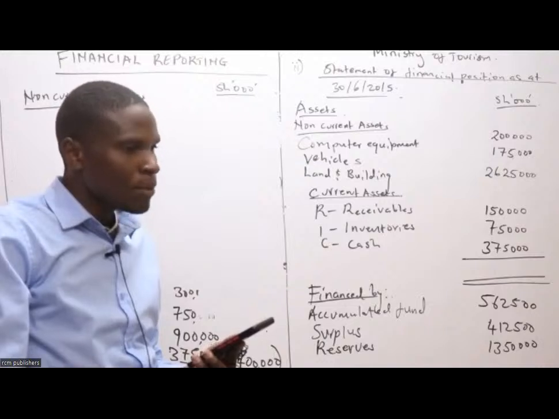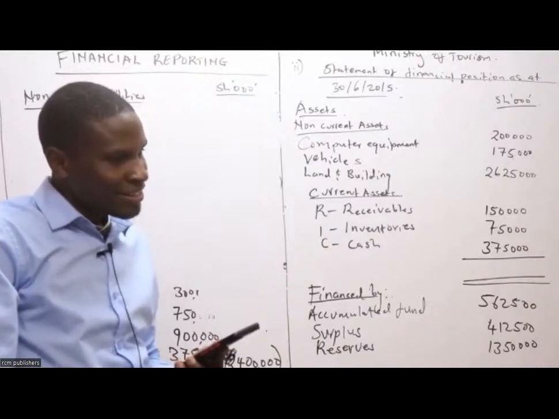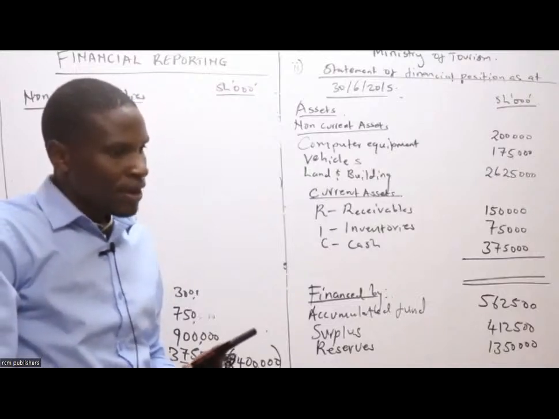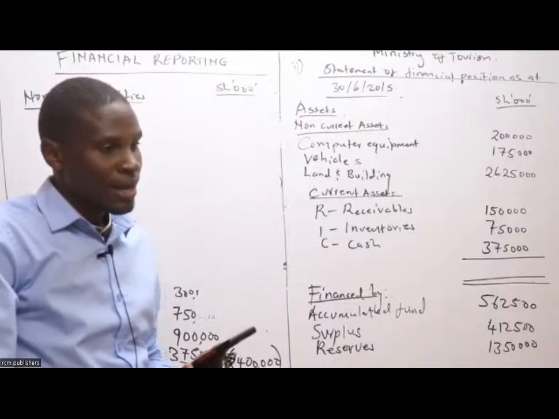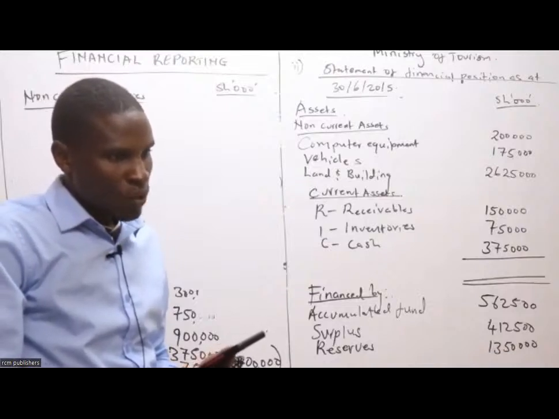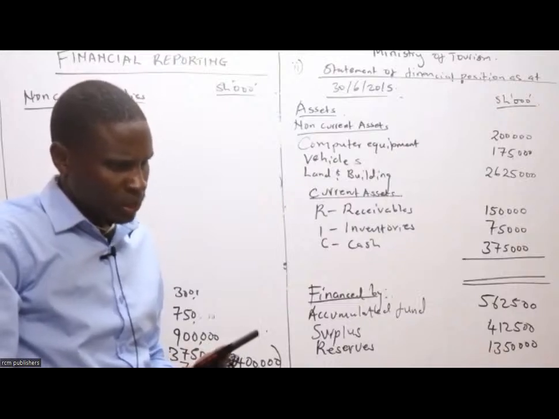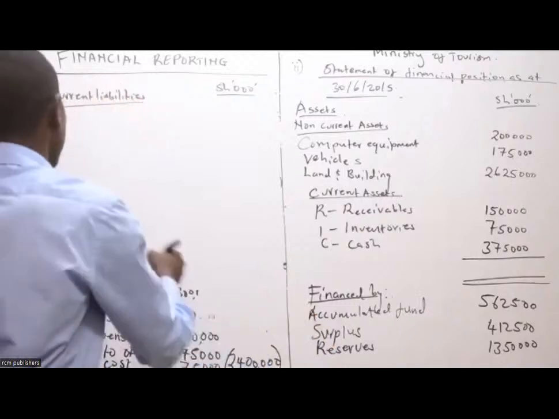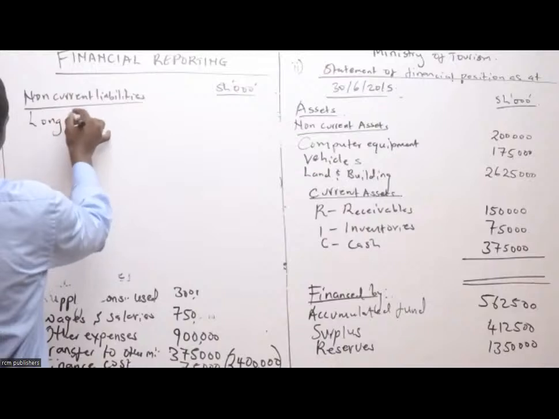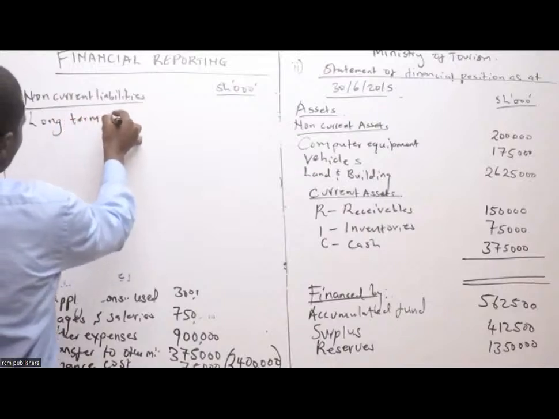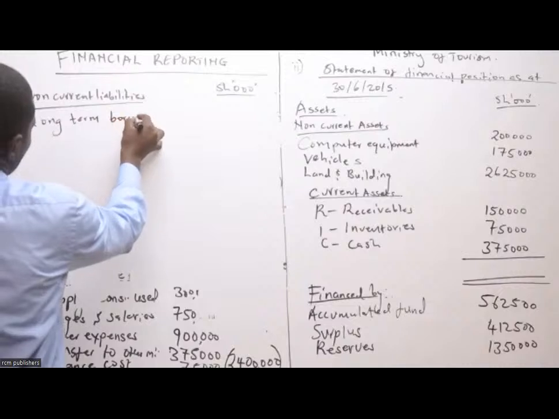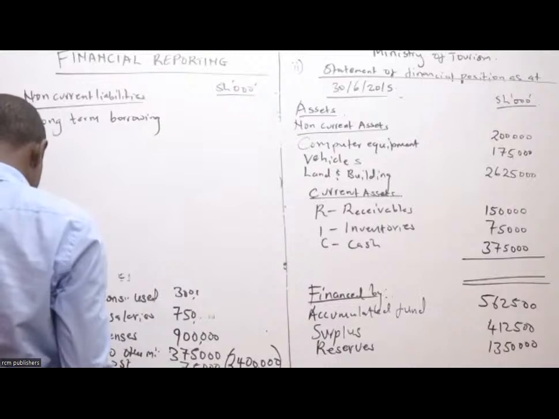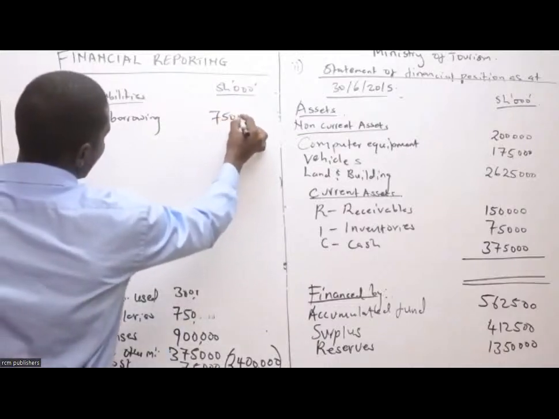I can see long-term borrowing. Payables? Payables are payable within 1 year. Yes, Sauda, long term, those ones. Long term borrowing. Check there. Long term borrowing of how much? Long term borrowing of 750,000.